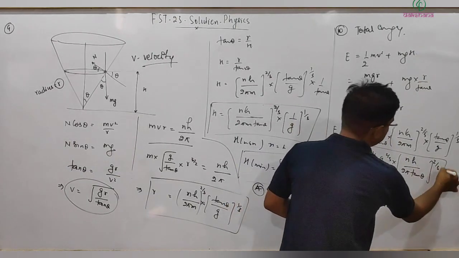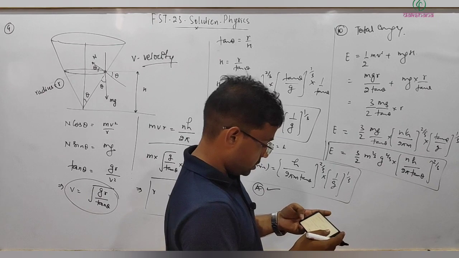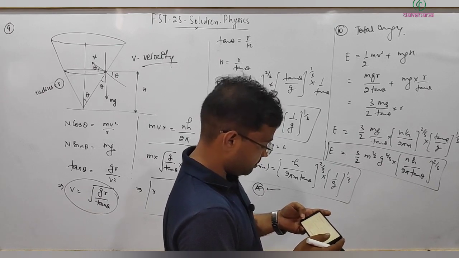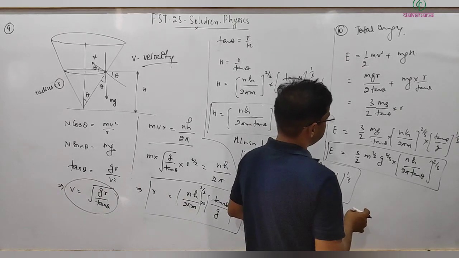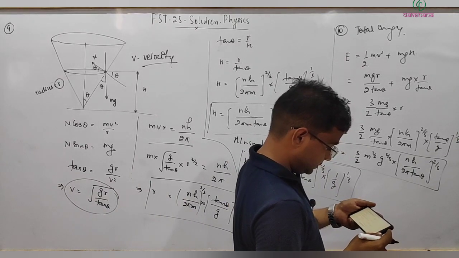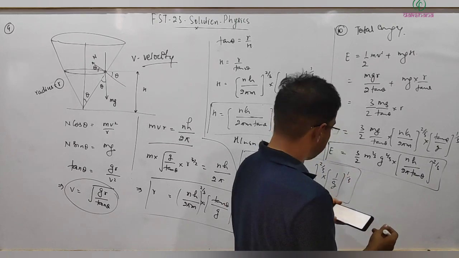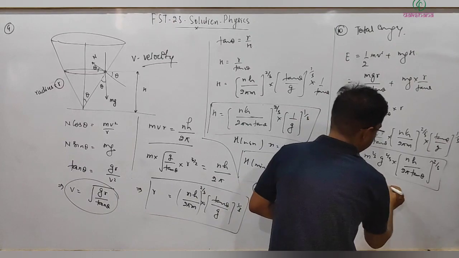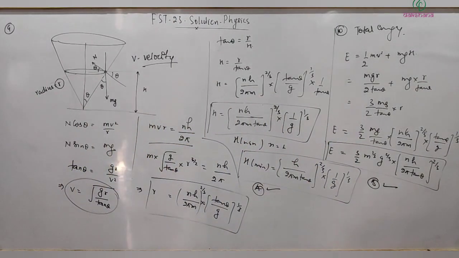So that should be the value of energy, which is 3 by 2, m power 1 by 3, g power 2 by 3. Yes, so it matches with option B. So here B is the correct option. So this is about question number 10. I hope you understood up to here.